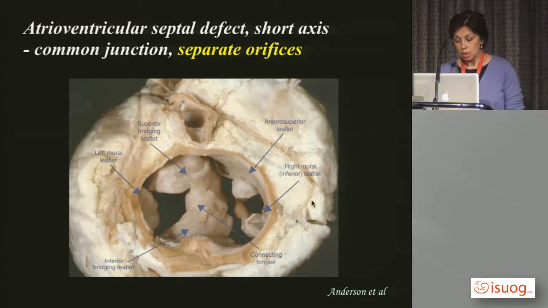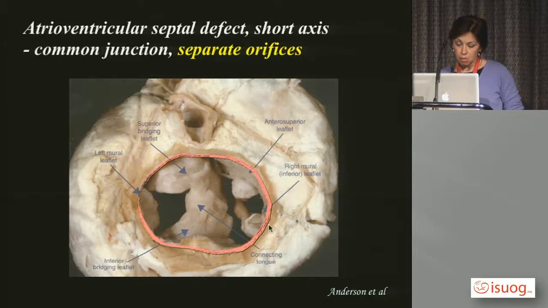Now, this is not a heart with a complete atrioventricular septal defect, but it is a partial atrioventricular septal defect. And you can see that the same hallmark is here. We still have that common valve, common atrioventricular junction going from right to left.